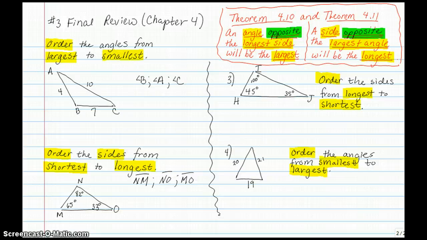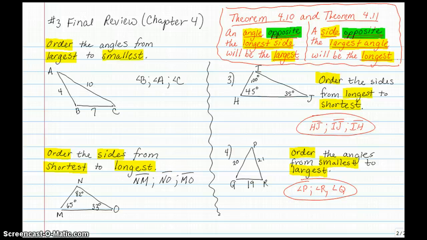Okay, number 3, you have triangle HIJ, and you're ordering the sides from longest to shortest. And then on number 4, you have triangle QPR, and you're going to be ordering the angles from smallest to largest. When you're finished, turn the recording back on and check your work.